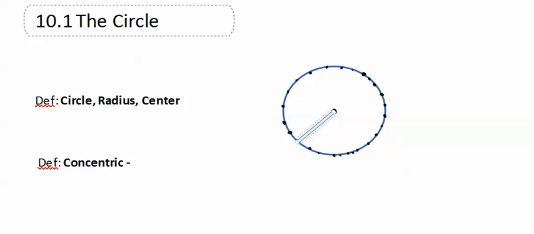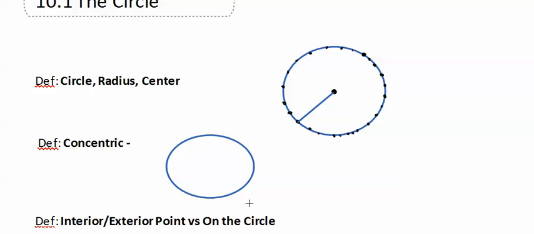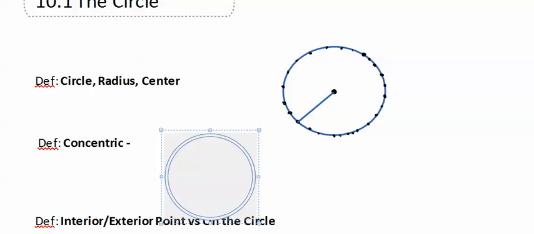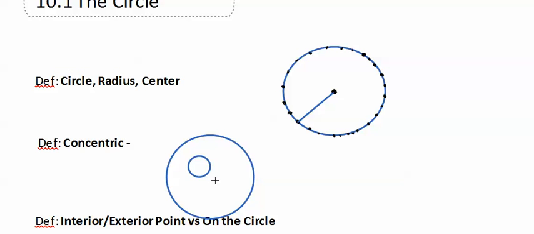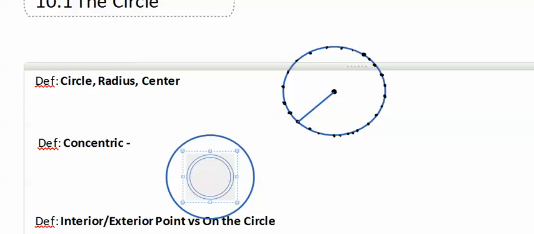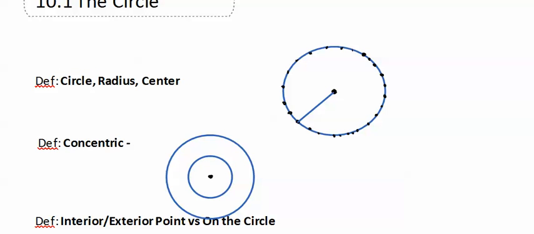The next definition is concentric. What concentric is, if you have two circles that share the exact same center. Now, they do not have the same radius, but again, the centers are shared. So they're kind of a circle within a circle.